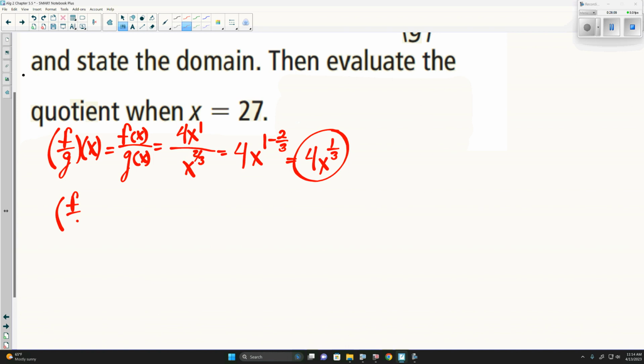Now we need to find out what f divided by g of 27 is. So we're saying 4 times 27 to the 1/3. Which ironically is 12. I say that because I believe the last one we got was 12 also. I think 12 has shown up a few times today. And that's more coincidental than it is anything else.